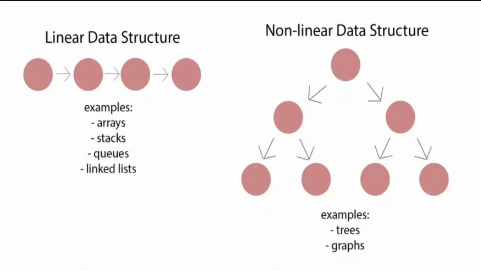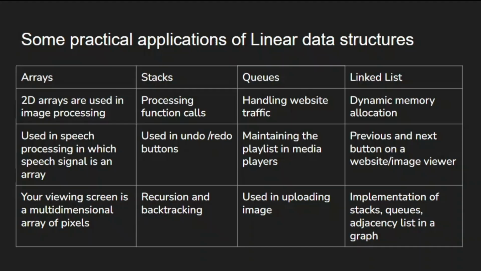But when we talk about stacks, arrays, queues, and linked lists, they are linear data structures. So we have data structures for storing data, but these data structures are further broken down into different types: linear and non-linear. And under linear and non-linear, we have the examples of data structures.